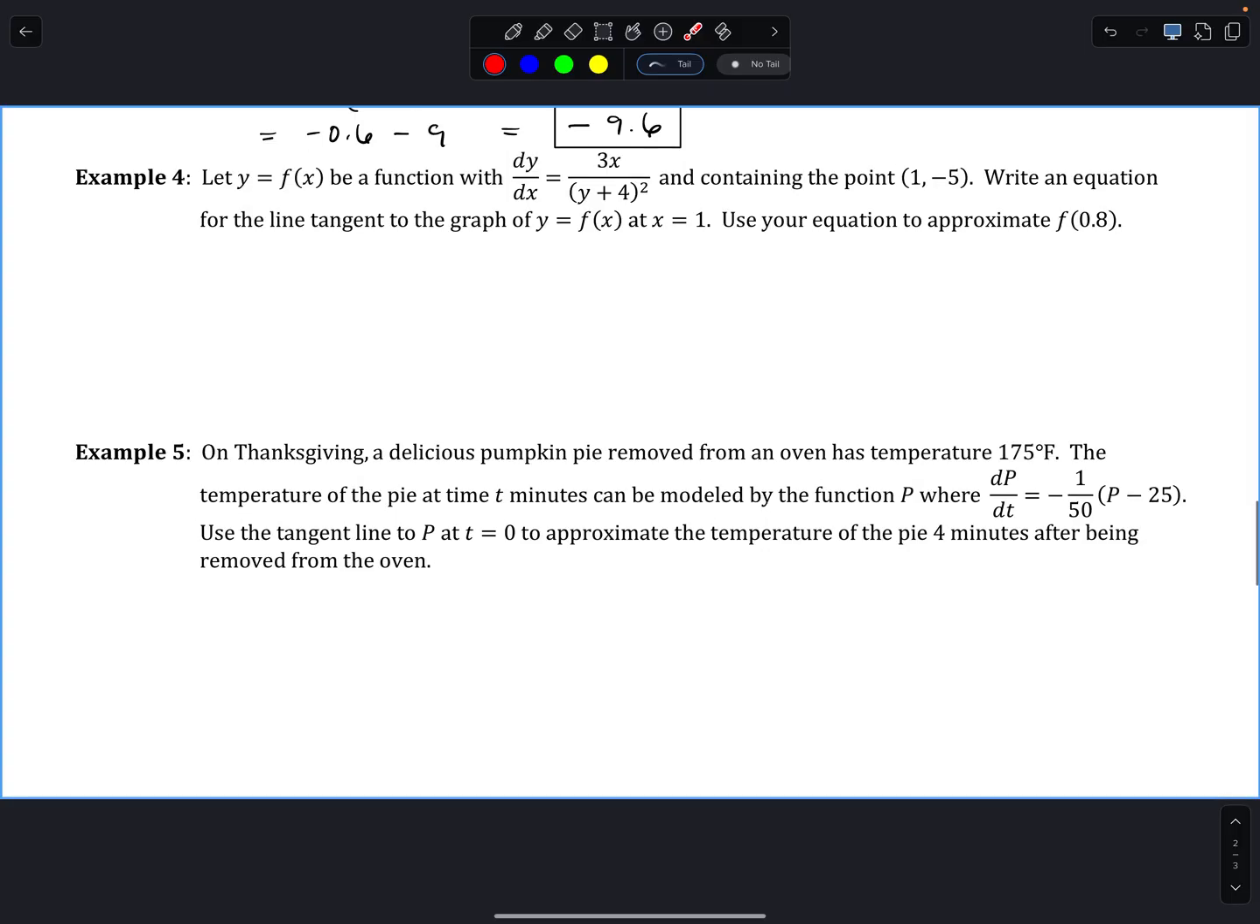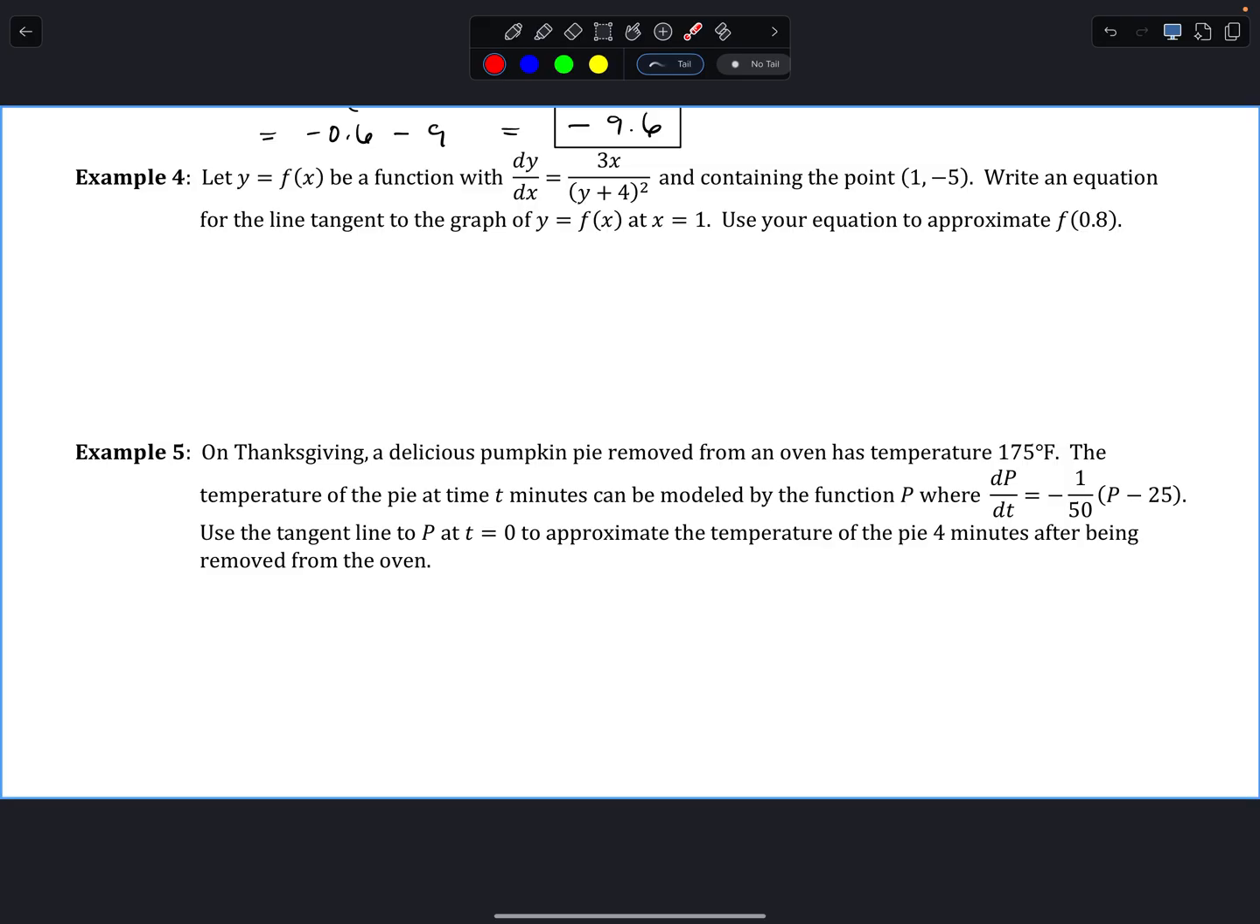Another one. Let y equal f of x be a function where dy dx is equal to 3x over y plus 4 squared, containing the point 1 comma negative 5. Write an equation of the line tangent to the graph of y equals f of x at x equals 1, and then use it to approximate f of 0.8.